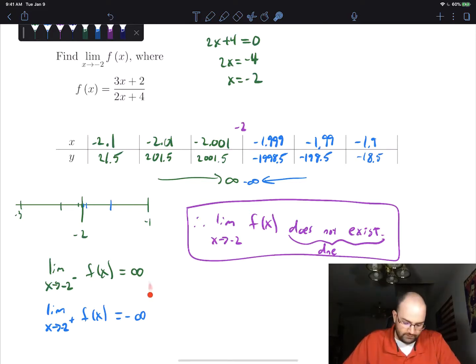But if both of them were equal to infinity, we actually do say that the limit is equal to infinity. It's understood that the limit does not exist, but we're saying a little bit more than we would by just saying it does not exist. The same goes if it was equal to negative infinity.